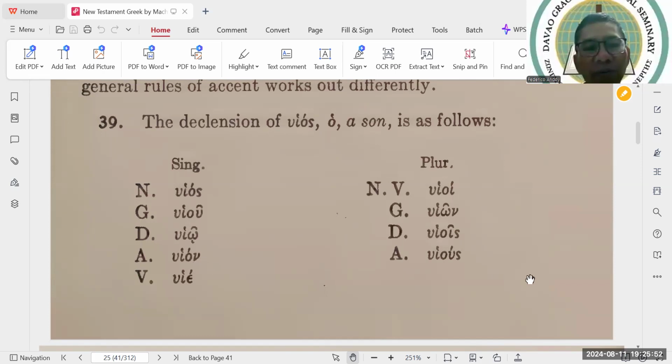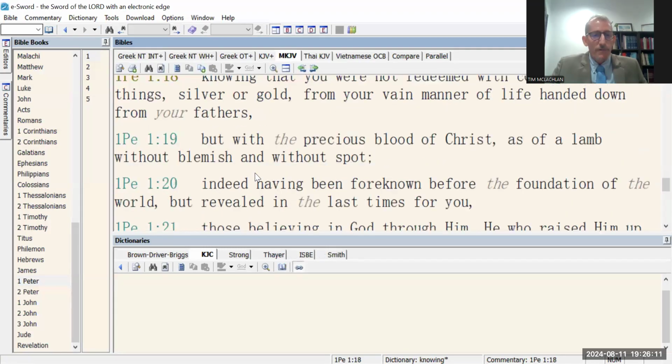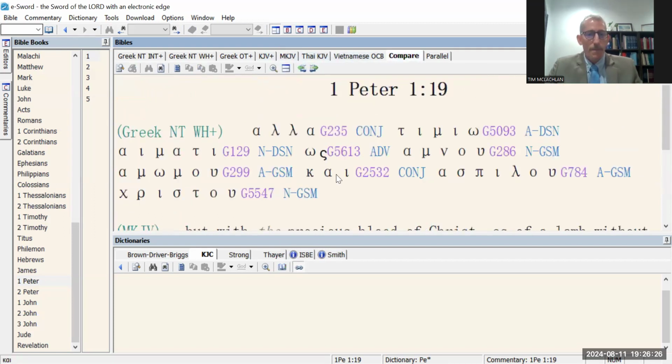Okay, thank you. Okay, now just to finish off for the Greek class today, we're not going to do the Matthew chapter today, but I do want to have a look at a verse in the Bible. I mentioned this, 1 Peter 1:19. It's just an interesting verse to show you a little bit how the Greek works, and I don't expect you to understand a lot of this, but what I would like you to understand is the way that the Greek grammar works together. I'll bring up the compare here.